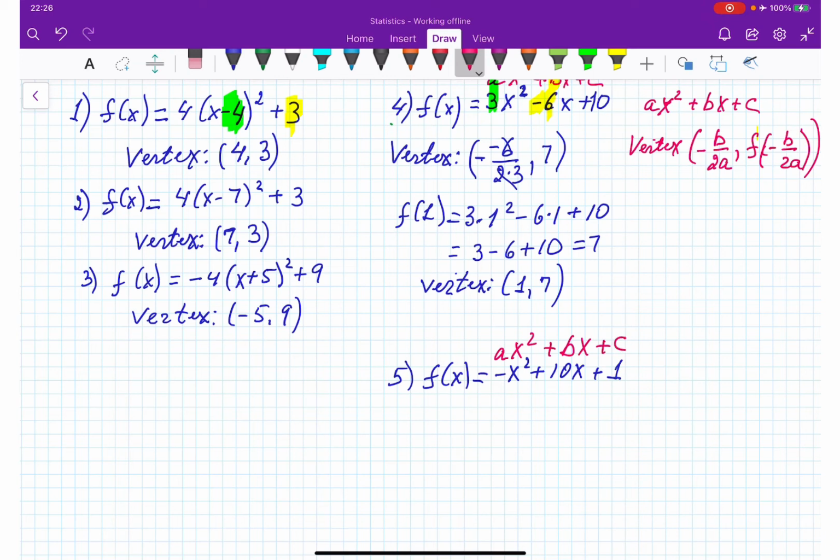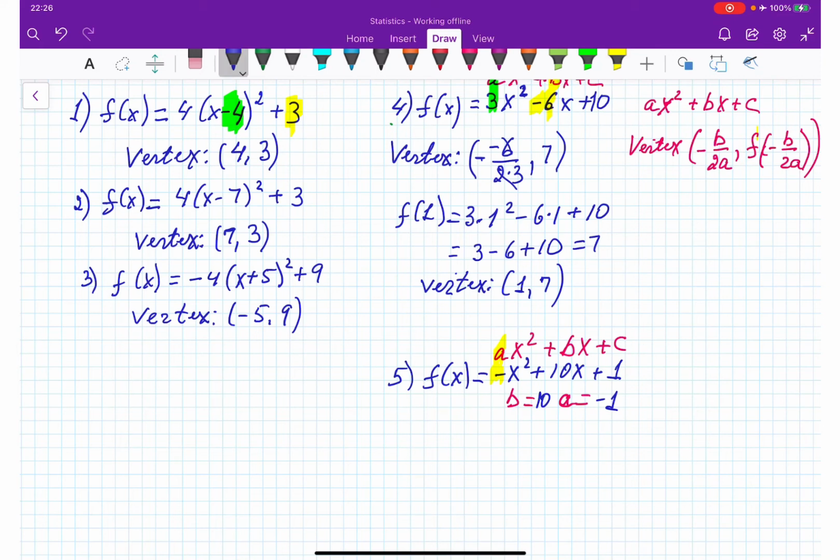Okay, how much is my b? How much is my a? Because I'm going to use b and a, right? b is going to be equal to positive 10. a is going to be equal to negative 1, because here it's negative 1.